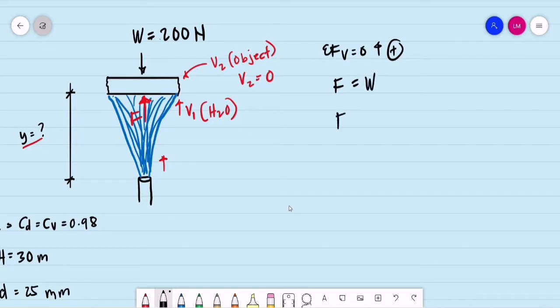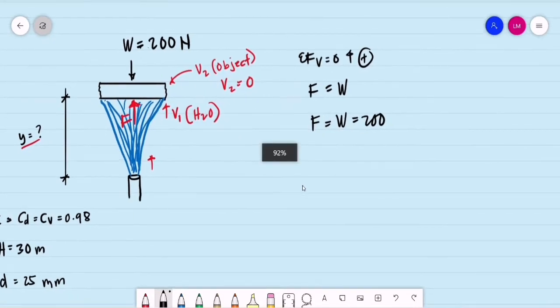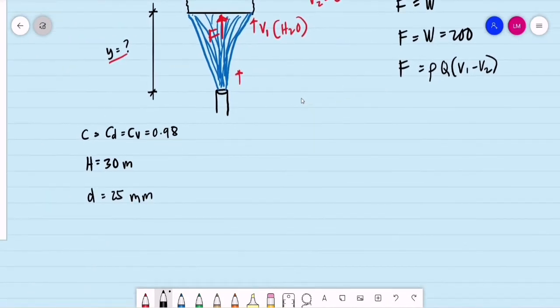So the force should be equal to the weight, or simply equal to 200 newtons. Okay, kung babalikan natin, ano yung equivalent ng dynamic force? Ito yung force exerted by fluid pagtama niya sa object. Ito yung density, discharge, multiplied by v1 minus v2, yung sa previous example natin. Saan tayo kukuha ng discharge?